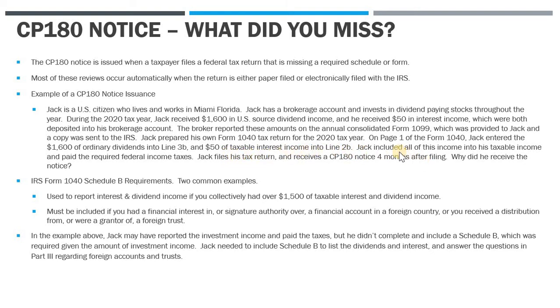Now, Jack included all this income into his taxable income, and he did pay all required federal income taxes on the earnings. So Jack filed his return. But then he still received the CP180 notice. What did he do wrong? Well, where Jack went wrong was he failed to include the Schedule B with his Form 1040.